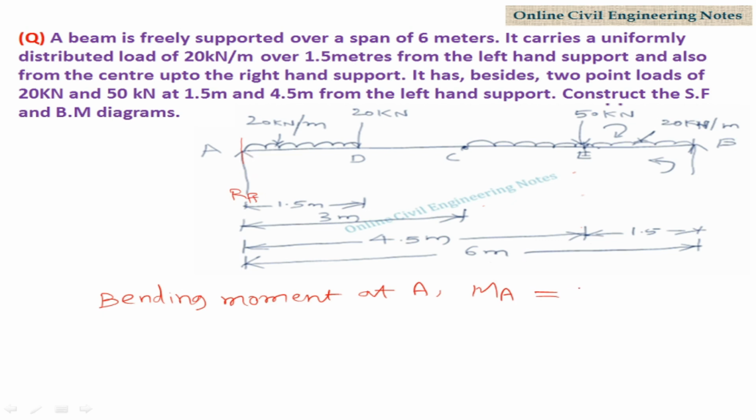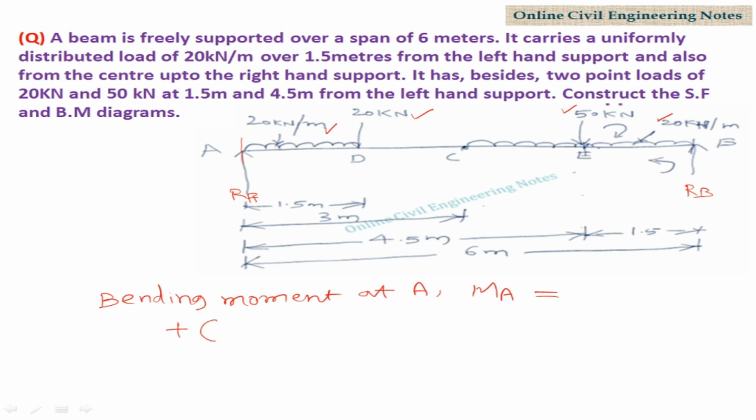That can be written as RA into 0, 0. Or otherwise, you take all the forces to the right side of A so that you get the MA. Take the forces: 20 kilonewton per meter UDL, another 20 kilonewton per meter UDL, 50 kilonewton, 20 kilonewton. These are acting in clockwise direction. RB into perpendicular distance: this RB is acting in anti-clockwise direction. Write the clockwise moments first and take the sign as positive for clockwise moments.